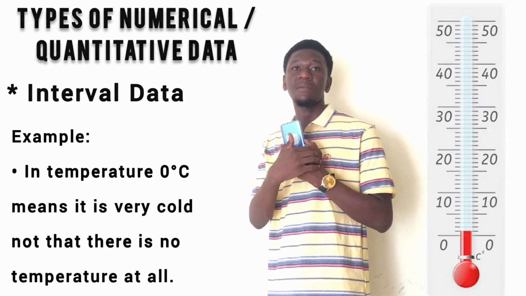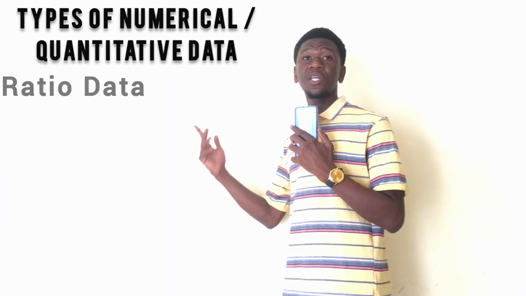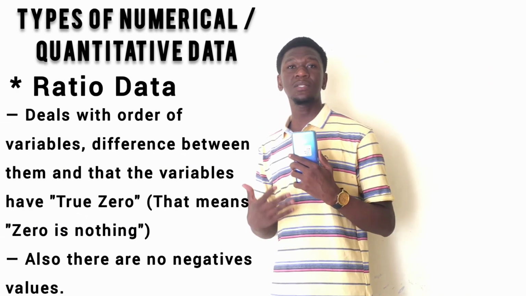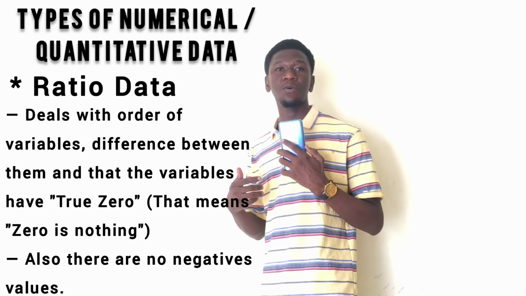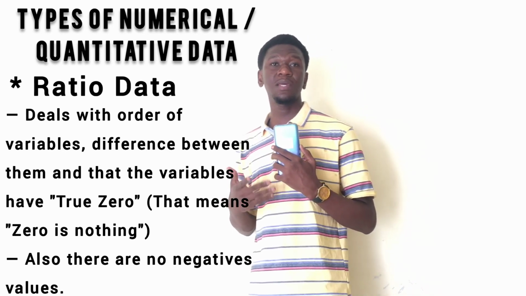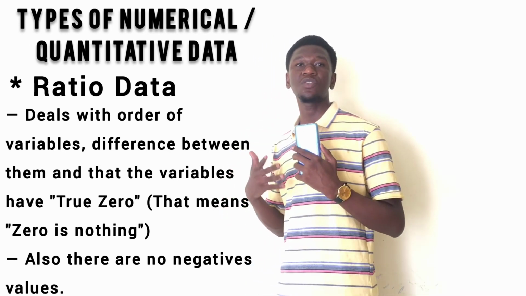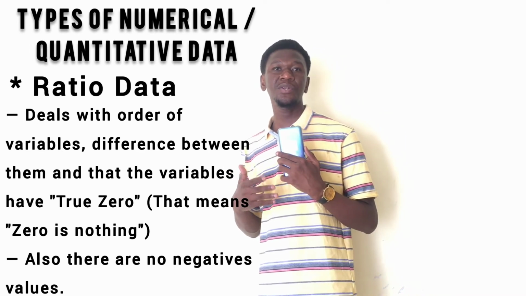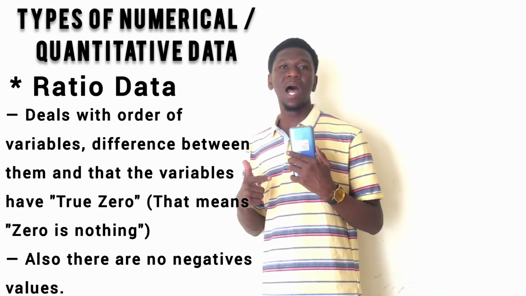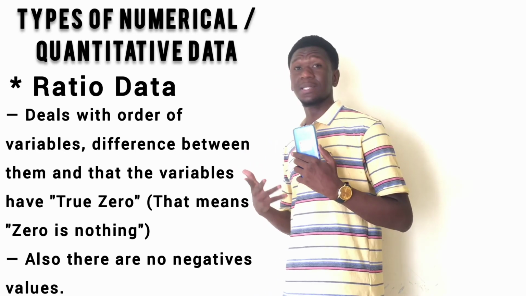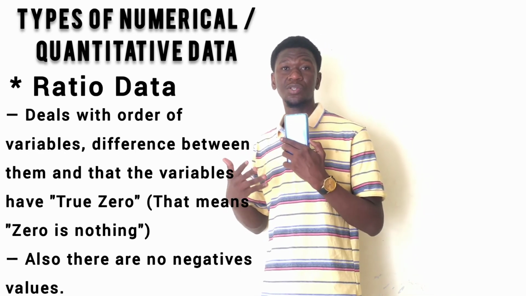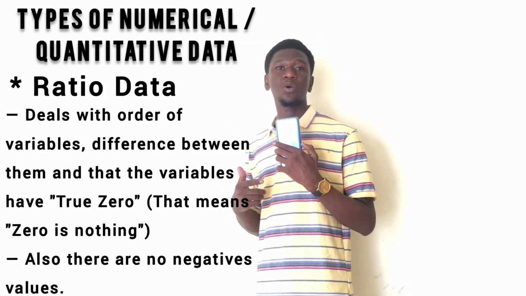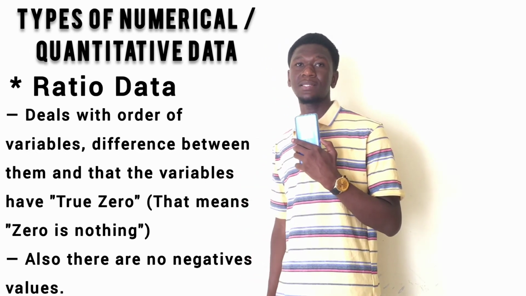Okay, what is ratio data? Ratio data deals with order of variable, difference between them, and that the variables have true zero. That means 0, nothing. Also, there are no negative values. For example, height is ratio data because 0 feet means there is nothing.